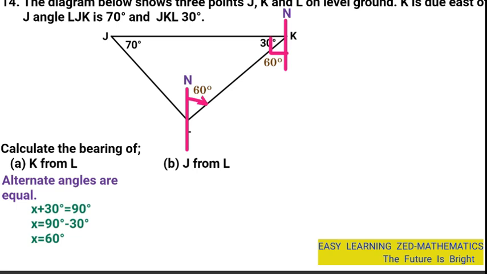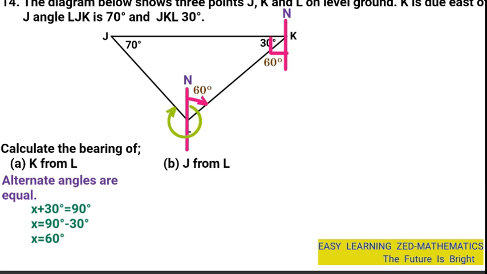Okay, let's go to question B. Question B asks us to find the bearing of J from L. So what I'm going to do is show you the bearing they're asking us to find. The bearing they're asking us to find is this one. This is the one that starts from the north up to the line JL, so the entire angle.